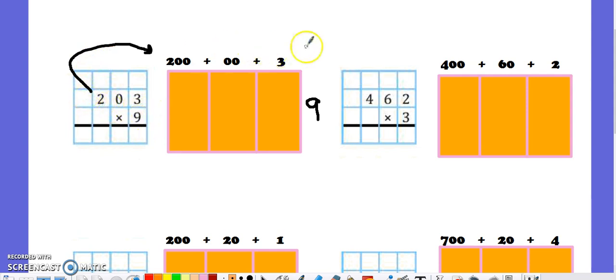So you can see I've expanded the numbers already for us. 203 is equal to 200 plus 0 plus 3. When I multiply each place value by the multiplier, I can then add them to get my final answer. Let's start with the ones. 9 groups of 3 is 27.